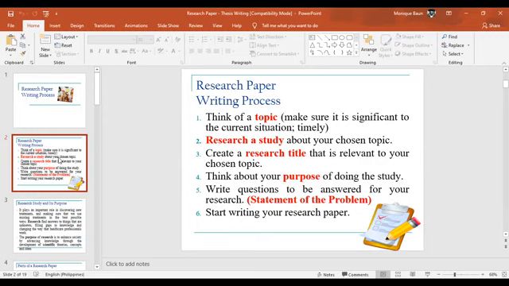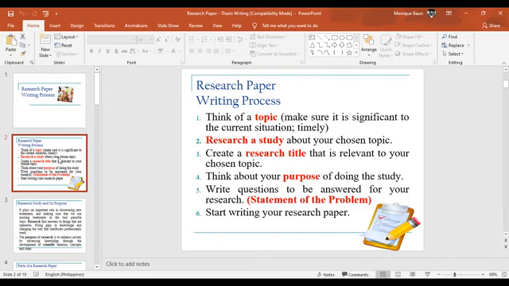After you come up with a topic, that is the time for you to research a study. You can use the power of Google, the power of technology, to gather information about your chosen topic. And after that, you may start writing your research title that is relevant to your chosen topic.